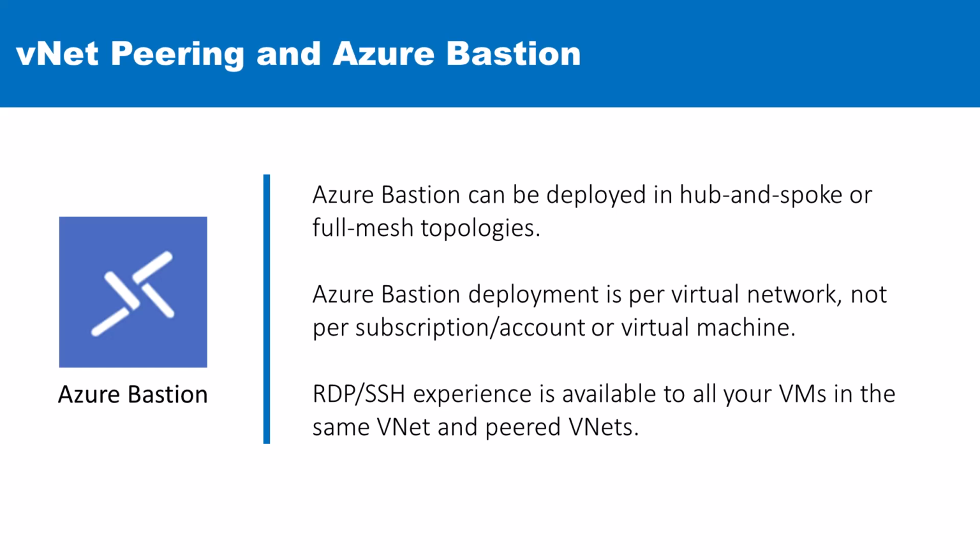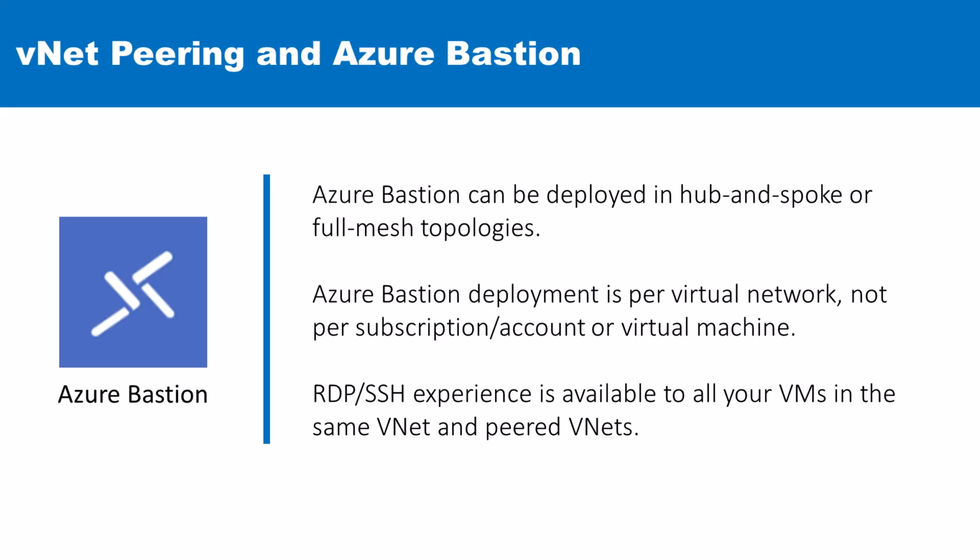Azure Bastion actually supports two types of peering. It supports virtual network peering, which connects virtual networks within the same Azure region, and it supports global virtual network peering, which connects virtual networks across Azure regions.